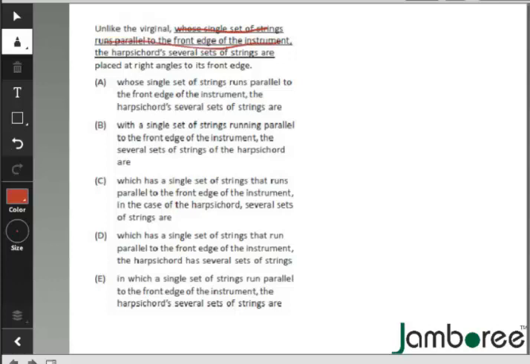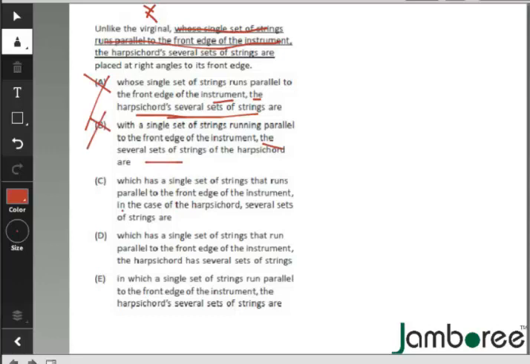So again, the moment we see who's, when, blah blah blah, just forget about it. So our X is in the underlined portion. So X is the virginal. We don't know what the virginal is. So let's compare. The harpsichord, several. So definitely from this we can understand this is talking about a musical instrument, right? We also see the word instrument. So the virginal is a musical instrument. So after the comma, we need the name of a musical instrument. The harpsichord several sets of strings is not a musical instrument. The several sets of strings, again, not a musical instrument.